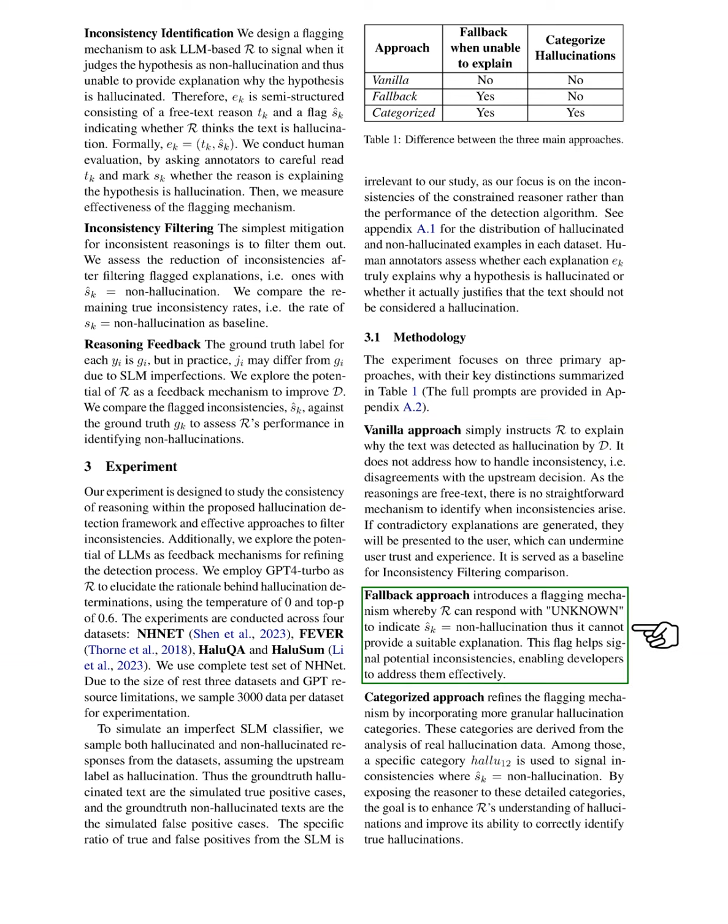The fallback approach introduces a flagging system, allowing the reasoning model to respond with unknown when it cannot provide a suitable explanation for a non-hallucination. This flag helps indicate potential inconsistencies, enabling developers to address them. The categorized approach refines this by using more specific categories of hallucinations, derived from real data analysis. One category, labeled as Hallu_12, signals inconsistencies when a non-hallucination is detected. By exposing the reasoning model to these detailed categories, we aim to improve its understanding of hallucinations and its ability to identify true cases.